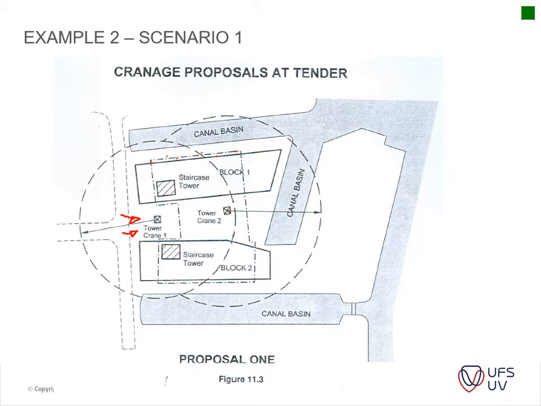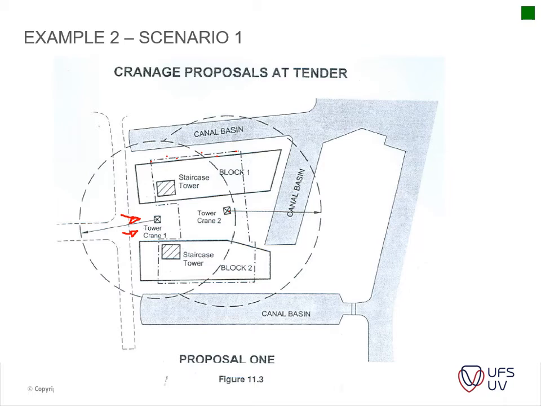Let me just have a look here. Tower crane 1 will be located outside the basement area between the 2 staircase towers. The 20-meter jib radius will cover all lifting operations for the staircase slip form construction, and will also partly service the construction of the 8-story concrete frames.